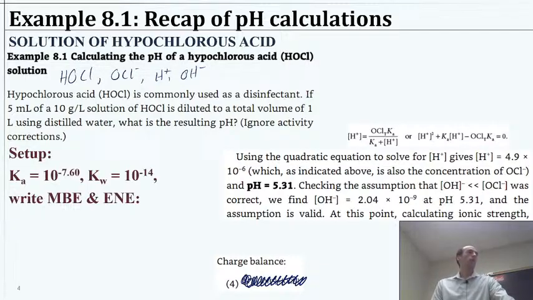So hopefully one of the first things you did was just write out all the species you know about in the solution. So we've got water, of course, H plus and OH minus, HOCl, and of course OCl minus, because HOCl is acting like an acid, or it is an acid, and that H plus can leave, right?